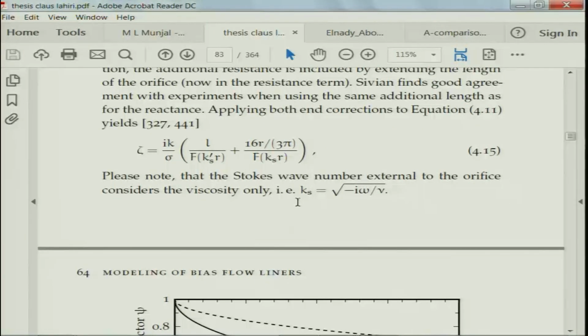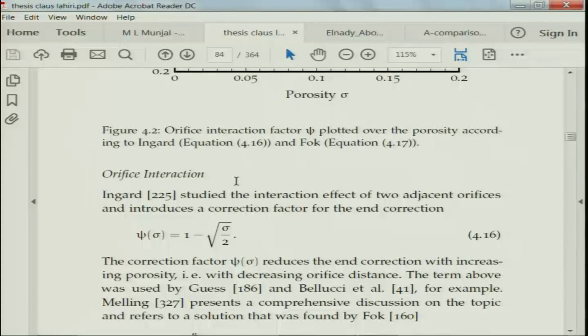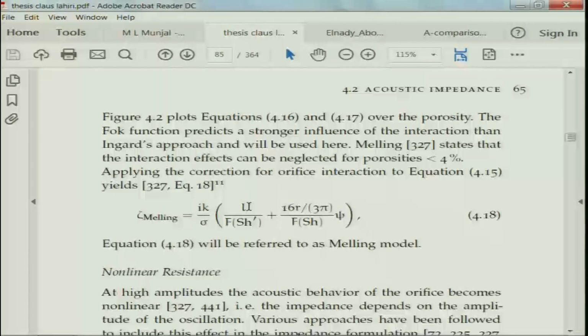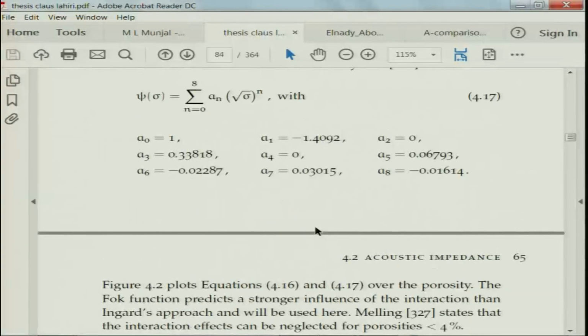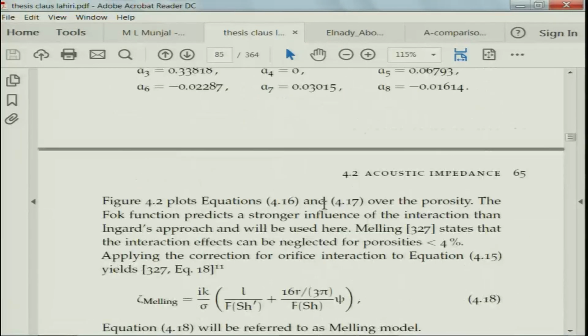So, this is one formula where zeta is i k times this thing. Here, of course, the mean flow effects are not quite considered. This is the orifice interaction. There are a number of formulas, one by Melling, where zeta is equal to i k times sigma by a number of complicated functions, where these are the different things given in the work by Fok.